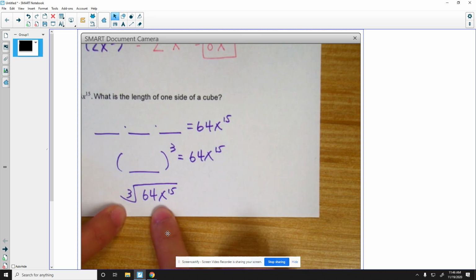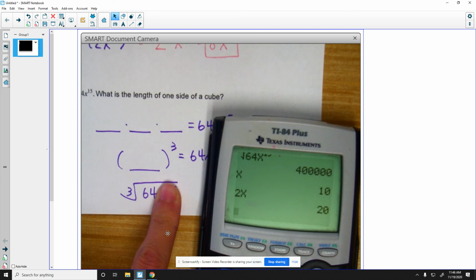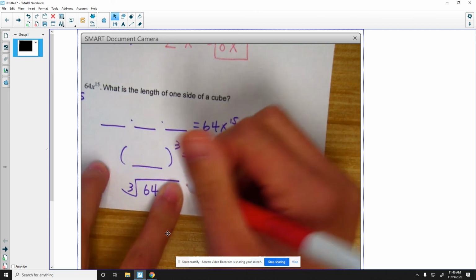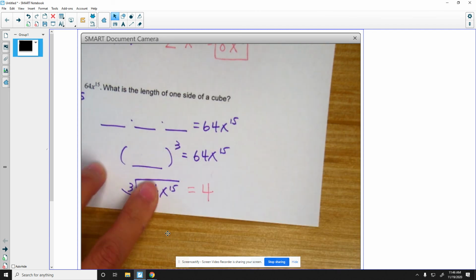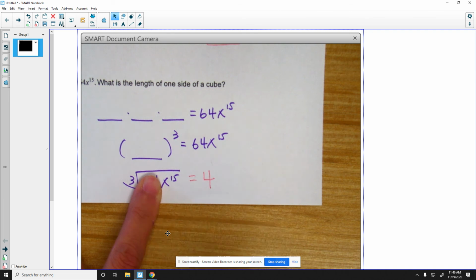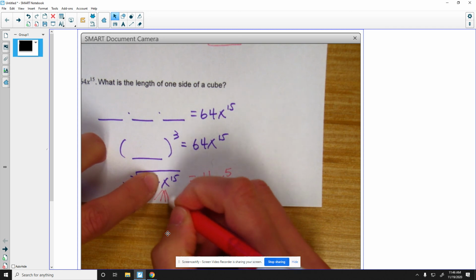So to solve this, just do your numbers first, because you can do your number in your calculator, right? What is the cube root of 64? 4. Okay, so that part equals 4. And then find the cube root of x to the 15. Yes, Andrew? How did you get 5? So you're just dividing, right? Yeah, 15 divided by 3 is 5. So, boom.